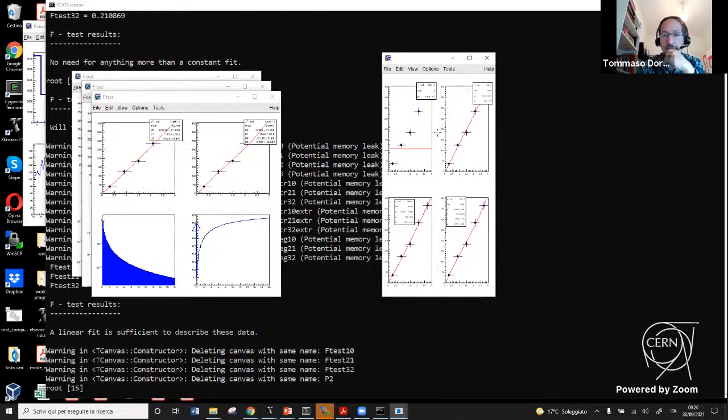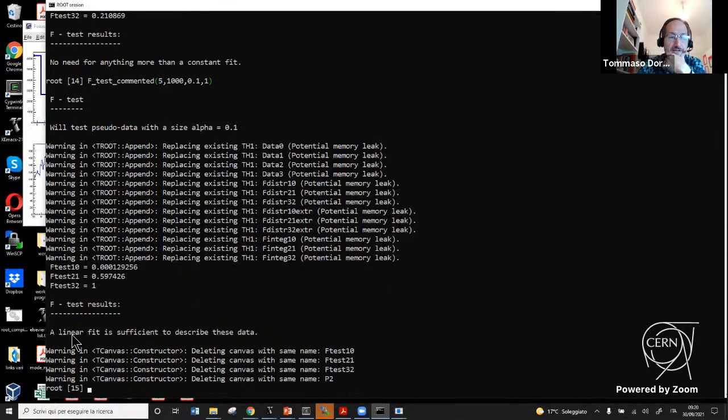So already by looking at these graphs, we would be surprised if the test hadn't identified that a linear fit is sufficient, right? And in fact, a linear fit is sufficient to describe this data. And these are the numbers, the p-values of the tests. Of course, you see that the constant to line F-test is very small. So it is excluded at the type 1 error rate, which is larger than 10 to the minus 4.